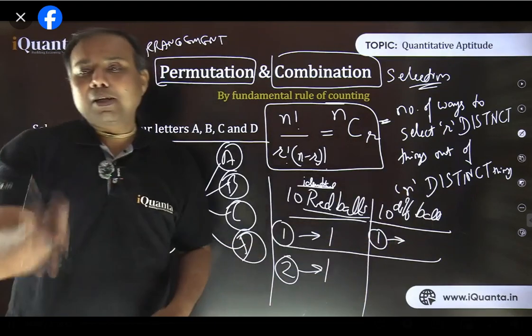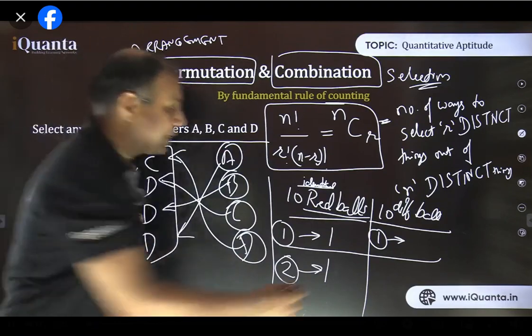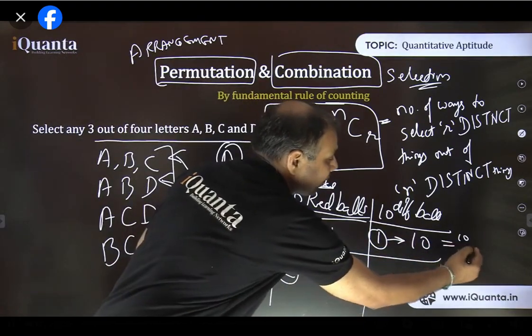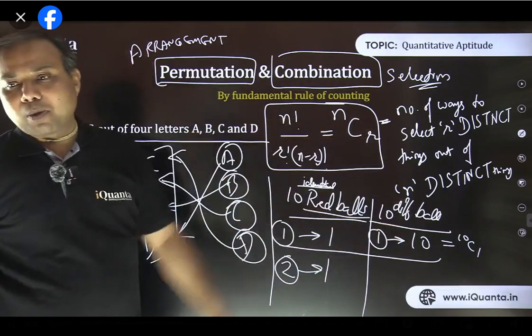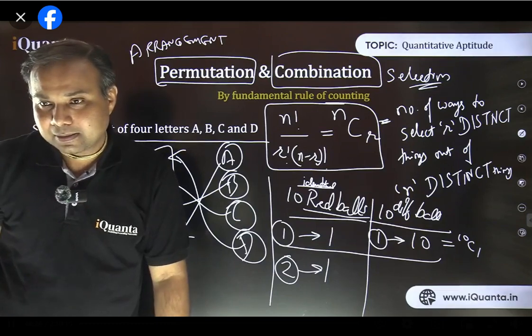There are 10 different balls, ball 1, ball 2, ball 3, like that. So you select the first ball or second or third or fourth. That makes it different because the balls are different. Now there are 10 ways. It is basically 10C1. Out of 10 balls, I need to select one ball. This is 10C1. Fine? This is 10 ways, right?